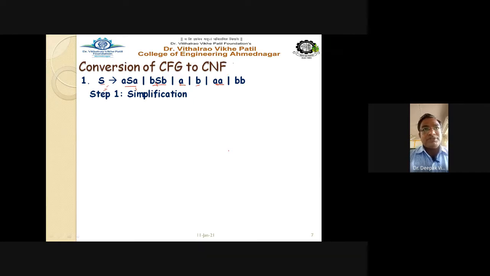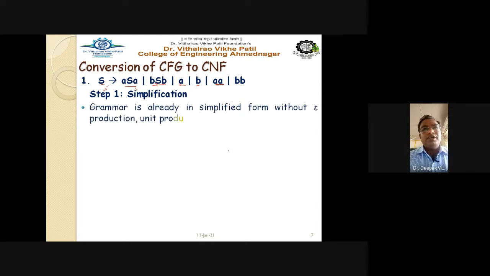So first step, simplification. Now observe it carefully. We have to follow this first step, that is simplification. The grammar is already in a simplified form. As there is no epsilon production, no unit production, and no useless symbol, we can say that the grammar is already in a simplified form. Getting this point? This is very important.